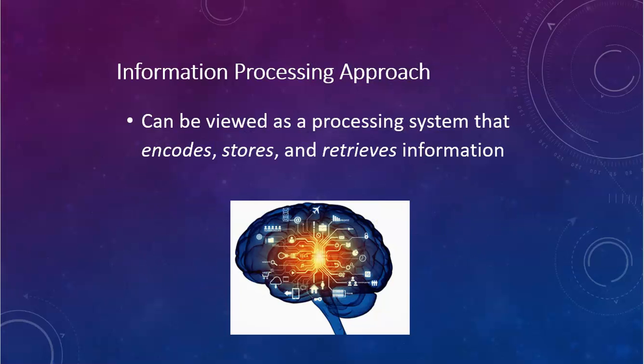So with memory, then we talk about information processing. The information processing approach says that memory can be viewed as a processing system that encodes, stores, and retrieves information. So these three big words, encode, store, and retrieve, are going to be very important later in this chapter.